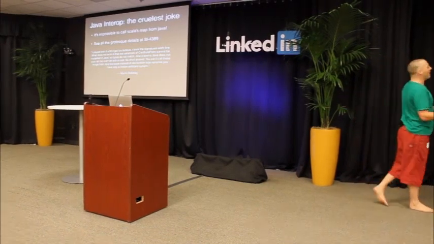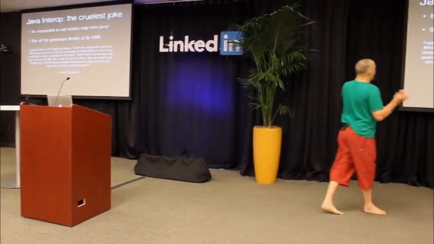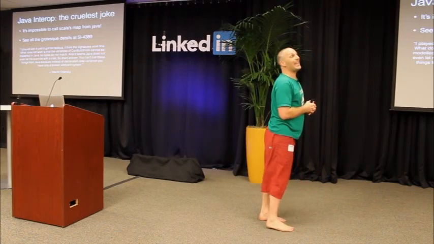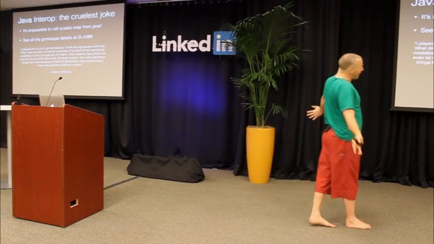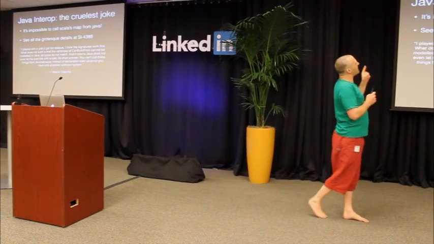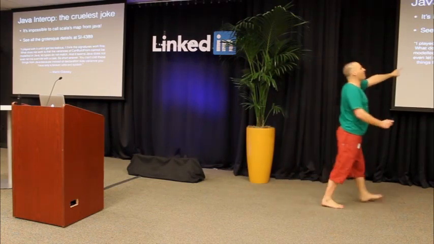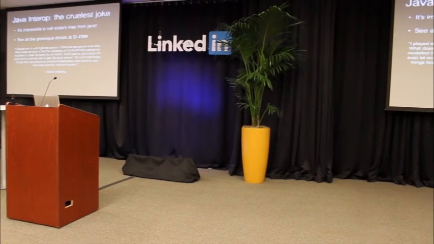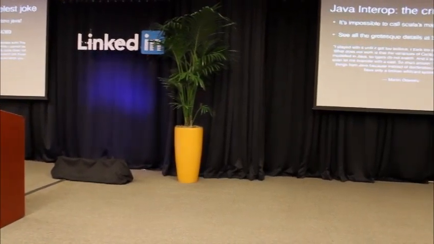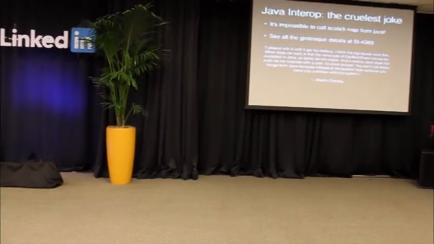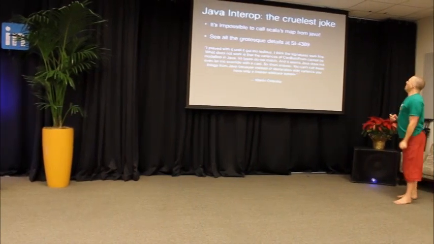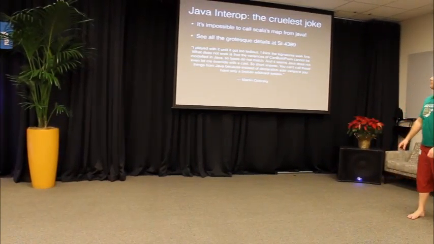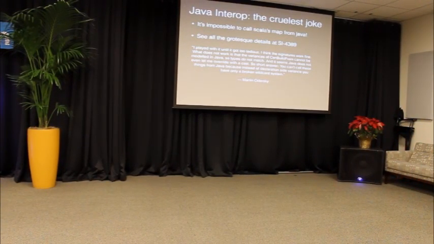So that's not promising. I'm just going to read the quote here. I played with it until it got too tedious. I think the signatures work fine. What does not work is the variances of CanBuildFrom. Notice how frequently CanBuildFrom has been the villain in this tale. This is what happens when you start corrupting the pure fundamental things, like map. The variances of CanBuildFrom cannot be modeled in Java, so the types don't match.